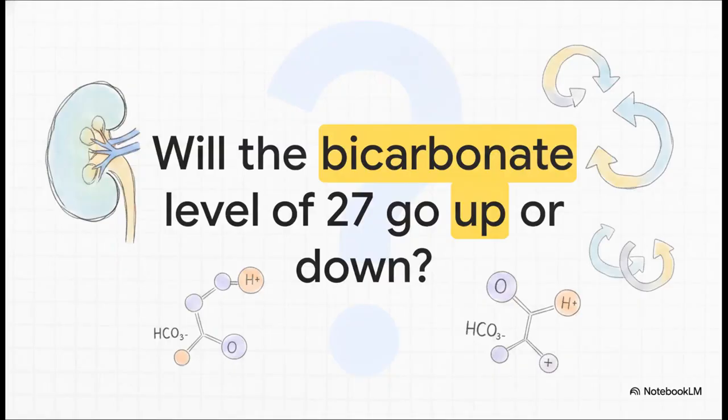Which leads me to leave you with one final provocative question. As this patient's kidneys start their slow compensation process over the next few days, attempting to fix that dangerously low pH, what exactly will happen to that bicarbonate level of 27? Is it going to go up or is it going to go down? Think about what the body actually needs to neutralize that acid. Lock in your answer, trust the structured logic you've built today, and you are absolutely going to crush your patho exam.